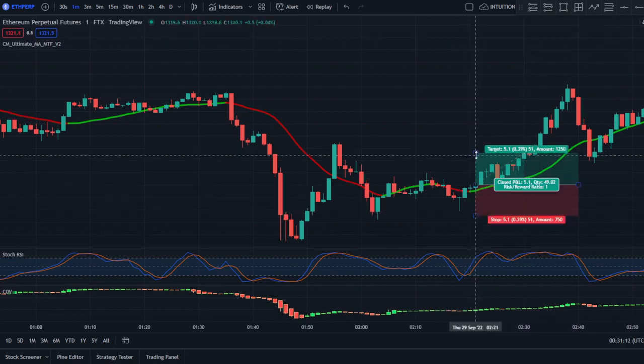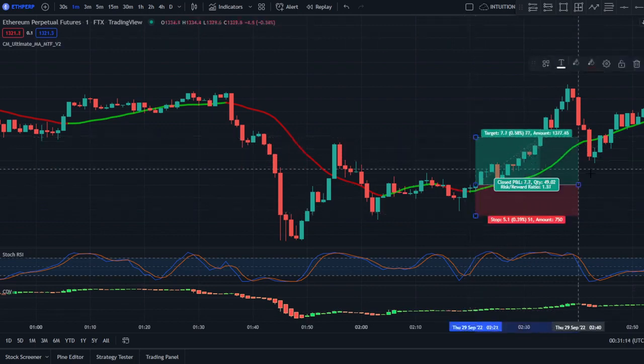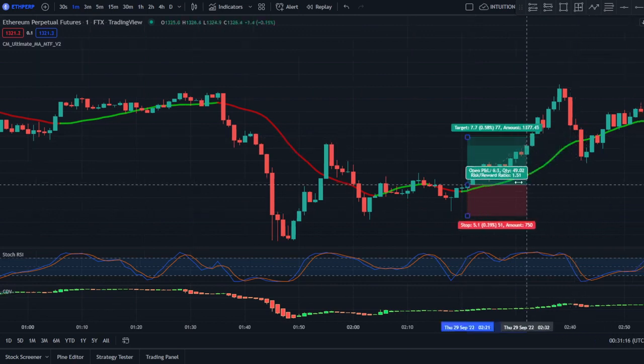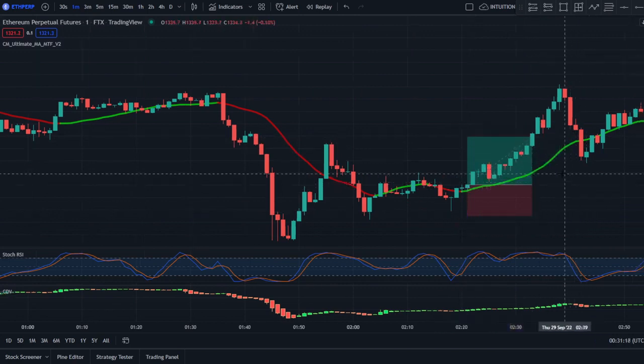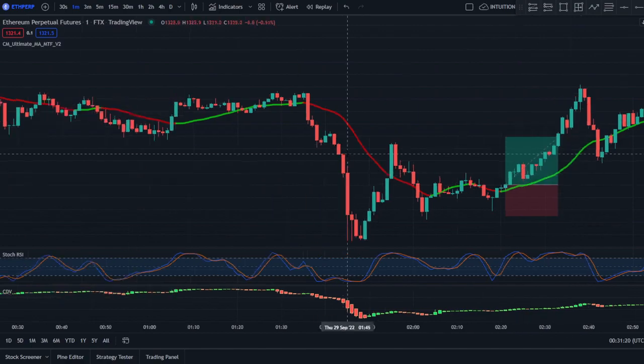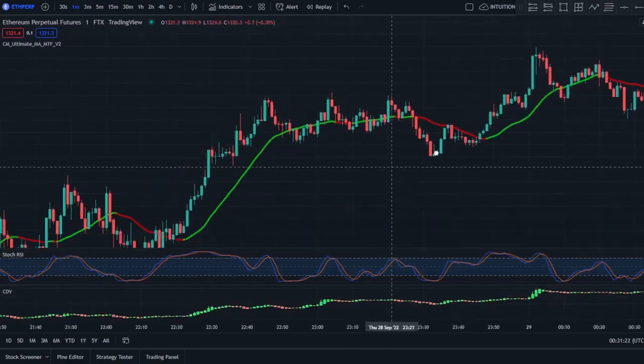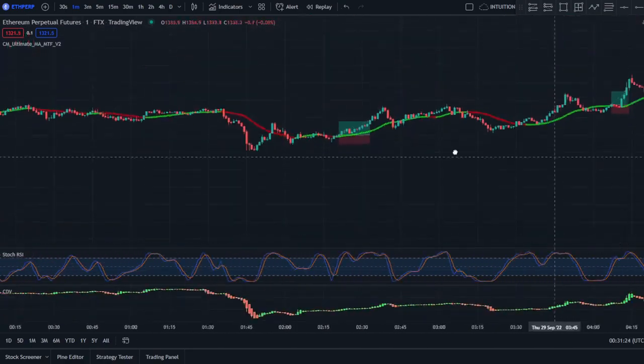Stop loss below the swing low, and we take 1.5:1. So those are your signals for a long entry. Now let's look at the signals to go short. So basically, short is everything opposite of the long position.